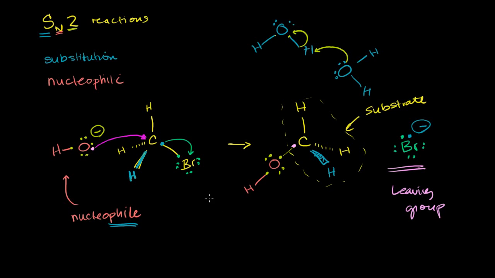Oh, and before I leave you, I left you hanging on the 2. I said this is called substitution. You saw that the bromine was substituted by the hydroxide. It's nucleophilic. It involved this hydroxide, which likes nuclei. And then I said the rate determining step involves both reactants. And here it might not be completely clear, but the rate determining step was actually what's going on right here.